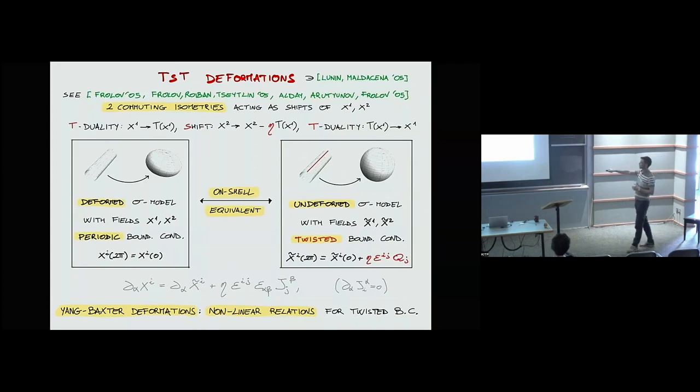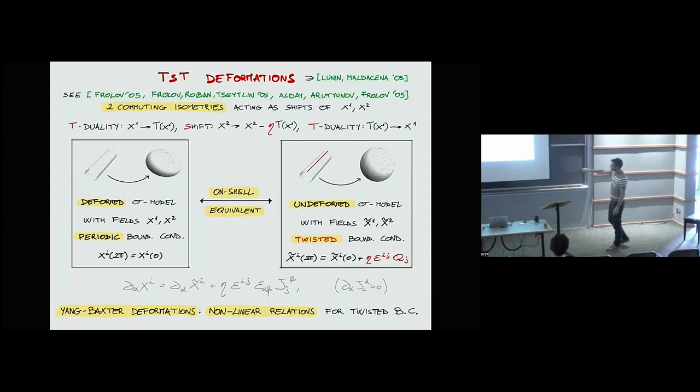However, because of the non-locality of the relation, if you start with periodic boundary conditions for the deformed model, you conclude that you will have twisted boundary conditions for the undeformed one, which is on-shell equivalent to it. I want to stress this on-shell equivalence just means that they are related at the level of the equations of motion, as I just said. So my x tilde coordinates evaluated at 2 pi will not be equal to x tilde evaluated at 0, but I will have an offset dictated by some q1 and q2 that in this case are just neutral charges corresponding to the U(1) isometries that I'm using to generate the deformation.